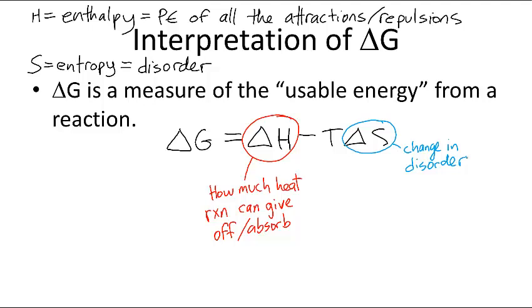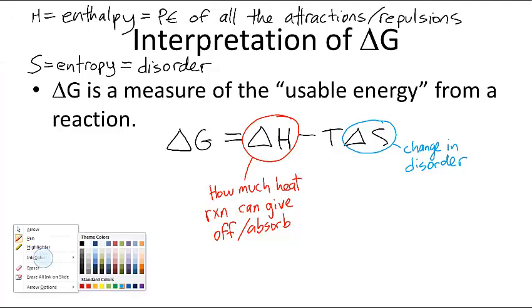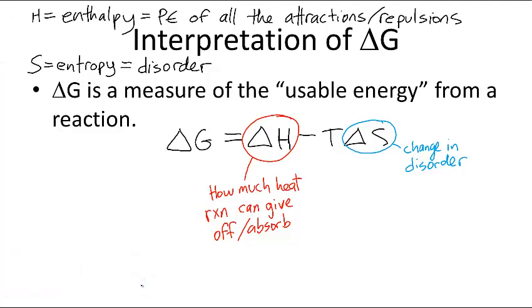So you want to build something. Part of the energy that you put in is going to just go into lifting the pieces and moving the pieces into the right places. Part of the energy that you put in goes into making it organized. And so that T delta S term as a whole really is the cost of organization.